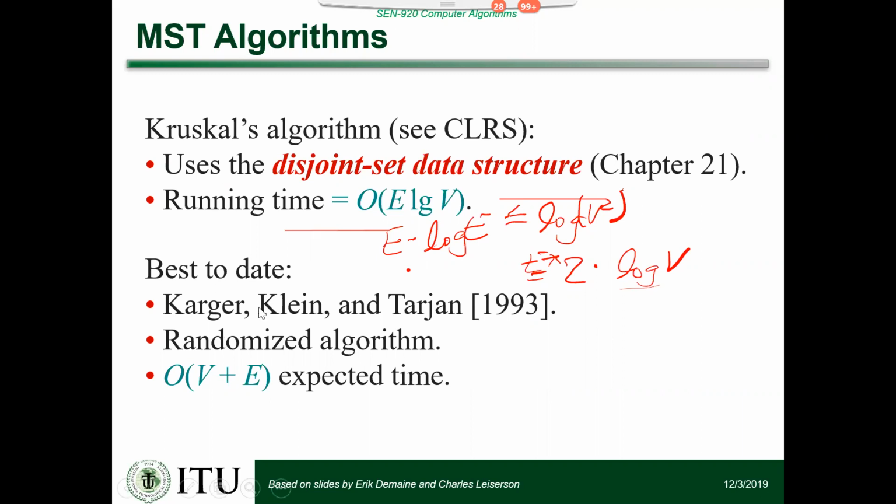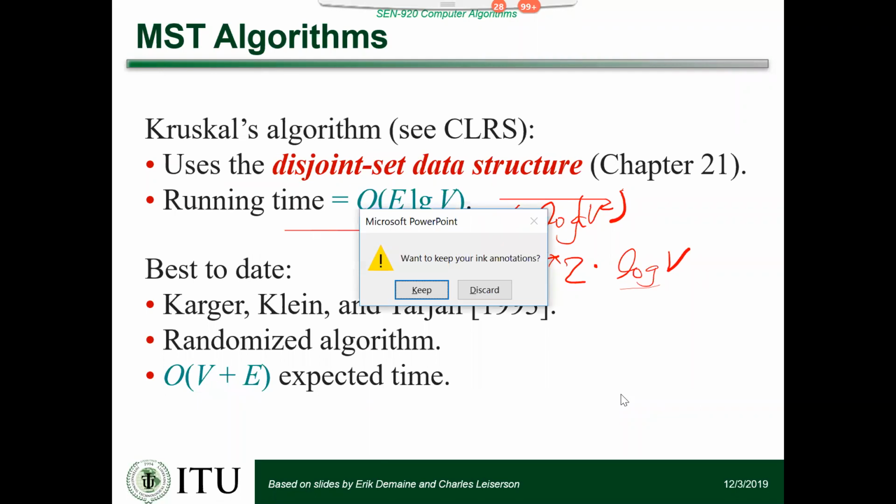The best algorithm that we know for finding the minimum spanning tree was published in '93. It's a randomized algorithm, and the expected runtime is V plus E. So this is very fast. It's linear, but it's expected runtime, not the worst case. You know the difference already. We talked about the expected runtime for quicksort, for randomized select, and so on. Any question? This is it for the greedy algorithm.